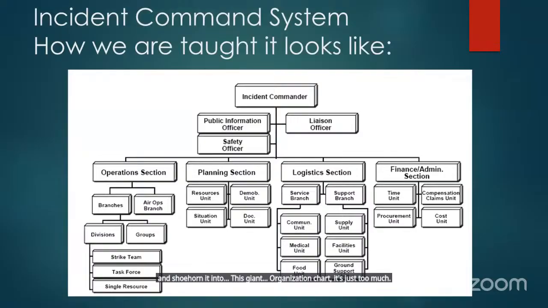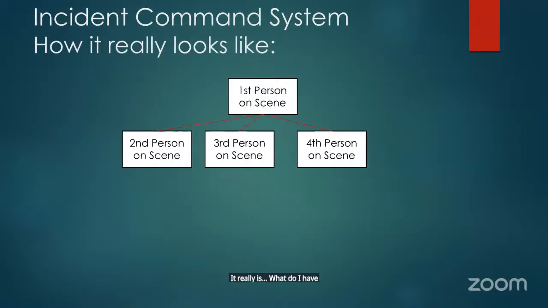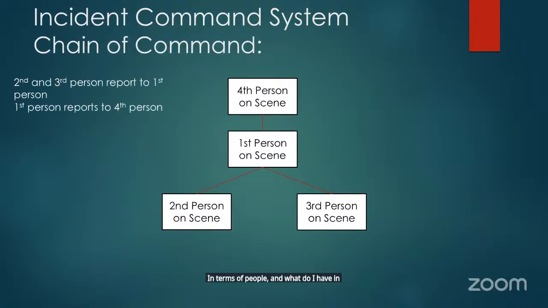And that's what I really want to emphasize is don't overthink it. Don't think I need an operations section chief. I need a planning section. I need logistics. I need finance and admin. I need branches. I need divisions. I need groups. It really is, what do I have in terms of people? And what do I have in terms of needs?